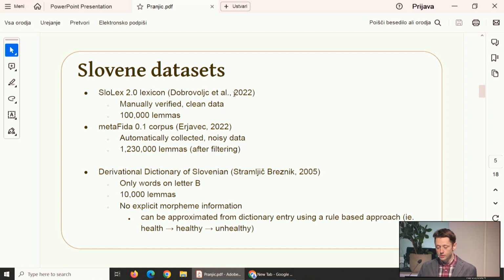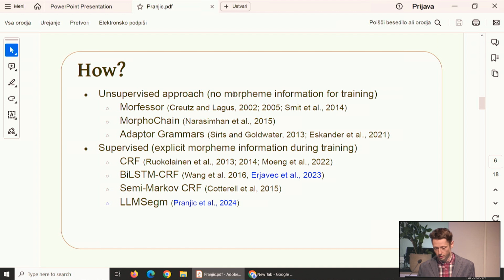There is no explicit morpheme information in this dictionary, but we can use a rule-based approach to approximate it. For example, for an English example, health, healthy, unhealthy, we can try to guess where the morpheme boundaries are in the final word unhealthy. And we did this with this data to try to get the explicit morpheme information.